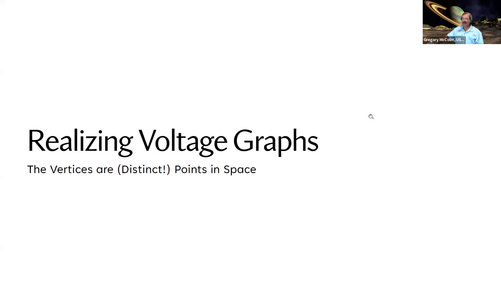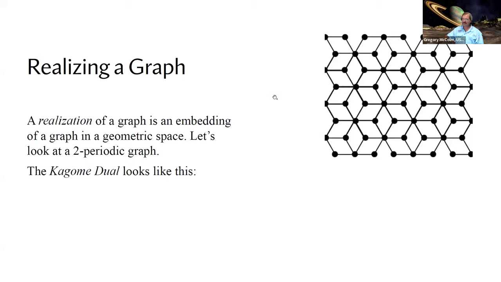So the first one is that we want the vertices to be distinct points in space. So here is a graph. This is something that is called the Kagome dual. It's the dual of the Kagome graph. And we want to realize it. Realization of a graph is embedding it in space, preferably in a way that its automorphisms become symmetries. This is not always possible, but today I'm going to be dealing with graphs in which this happens.